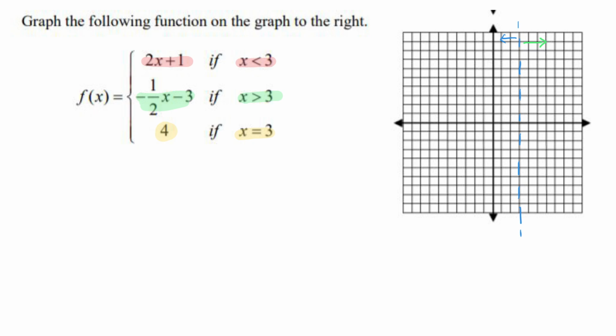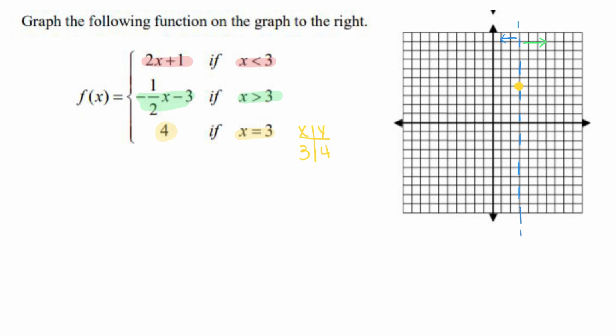When x is 3, what that means is we only have 1 point. When x is 3, y is 4. So we're going to go to 3, 4, and go ahead and put that point there. It is a solid point because it's equal to 4. Or I'm sorry, equal to 3.